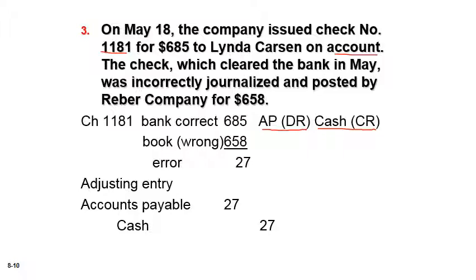When it was recorded, it was incorrectly journalized and posted by Reber, who is the company you work for, as $658. So $685 is correct, $658 is incorrect. So the error is for 27. So they're saying that $685 is the correct amount of cash, and what was recorded was $658. So since we're crediting cash, the cash amount was credited for too little.